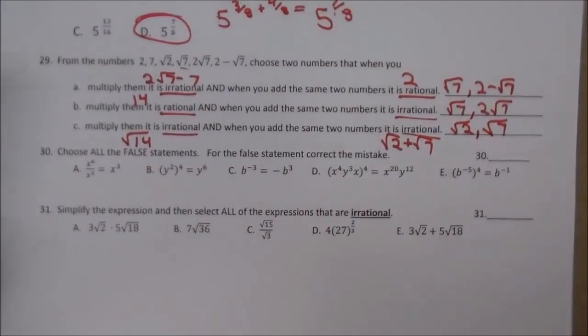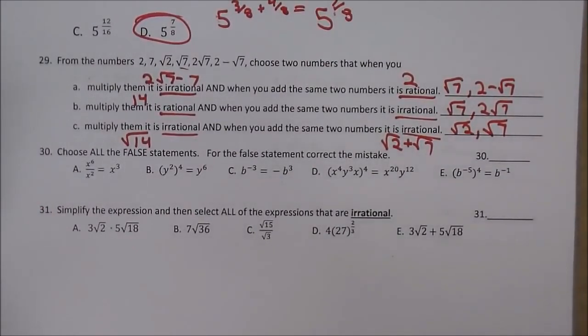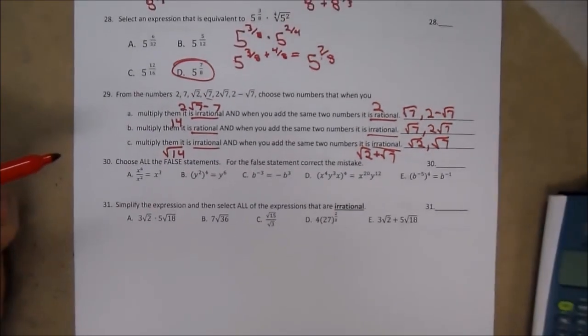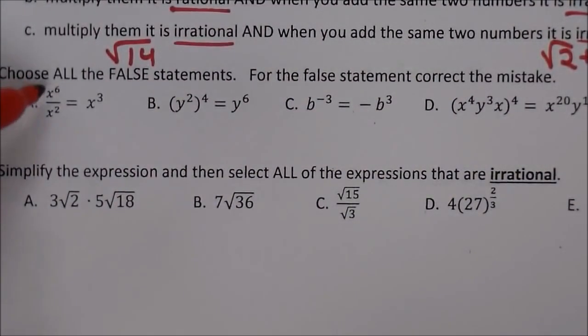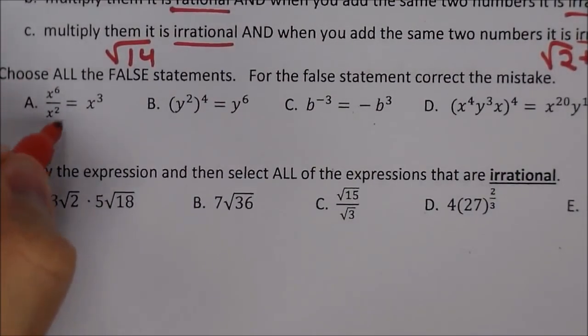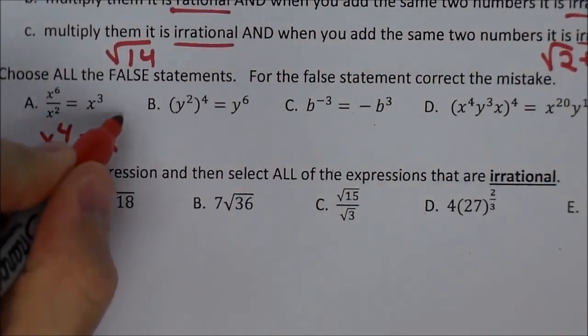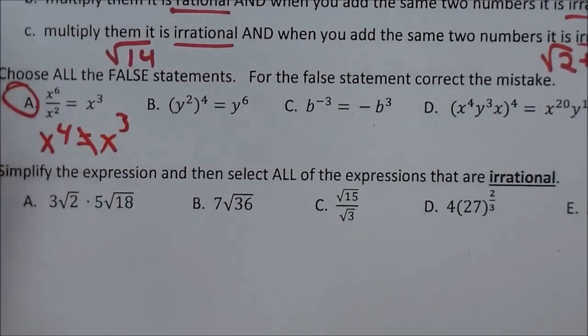For number 30, we need to choose all false statements and then correct them if it is false. So what we'll do is we'll simplify, see if it works, and if in doing that it turns out false, we'll have the correct answer. So for A, I have x to the 6th over x squared. In doing that one, I'm going to simplify it. I have 6 on top, 2 on the bottom. That's actually x to the 4th, and that is not equal to x to the 3rd. So that one is false. It should be x to the 4th.